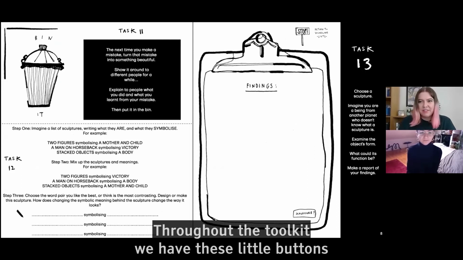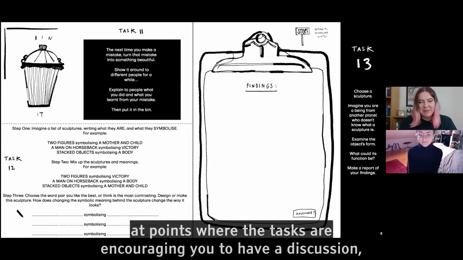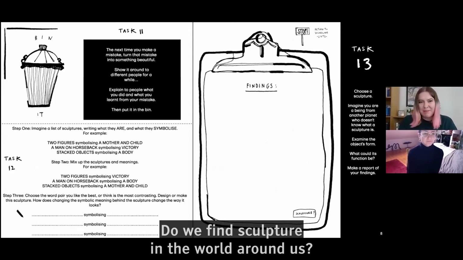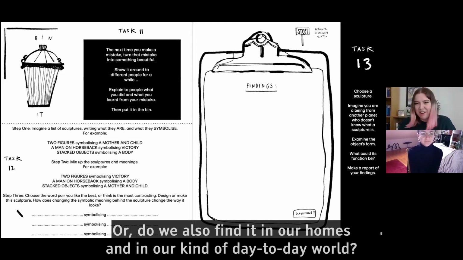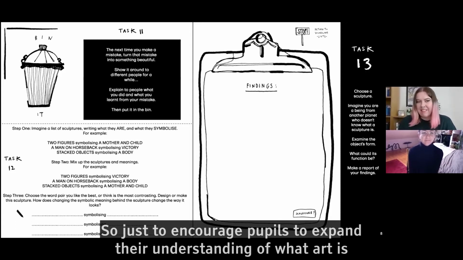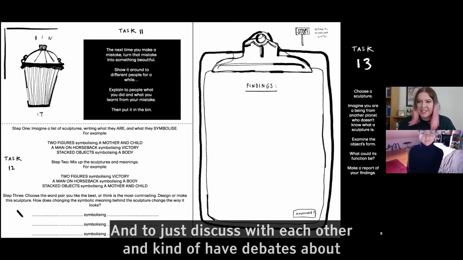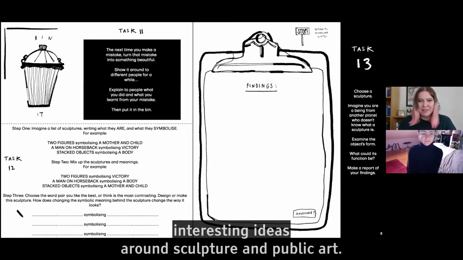Throughout the toolkit, we have these little buttons that say "sculpture?" At points where the tasks are encouraging you to have a discussion and to think about what is sculpture. Do we find sculpture in the world around us? Do we only find it in art spaces, or do we also find it in our homes and in our day-to-day worlds? To just encourage pupils to expand their understanding of what art is and where we can find it, and to discuss with each other and have debates about these big and interesting ideas around sculpture and public art.